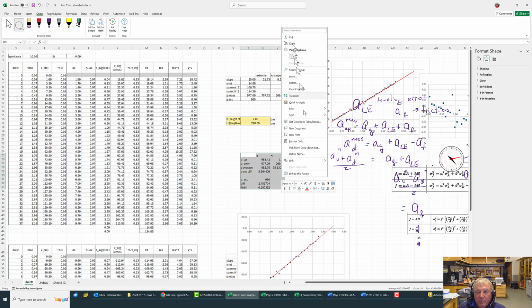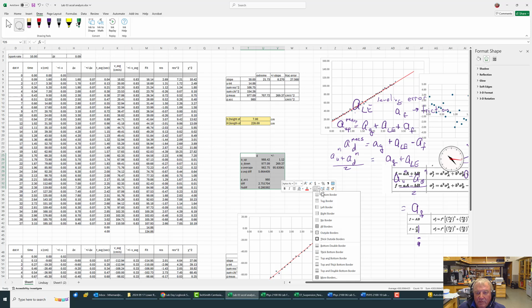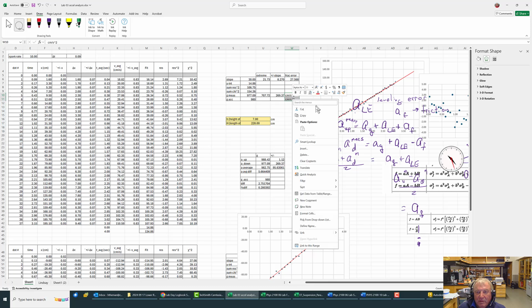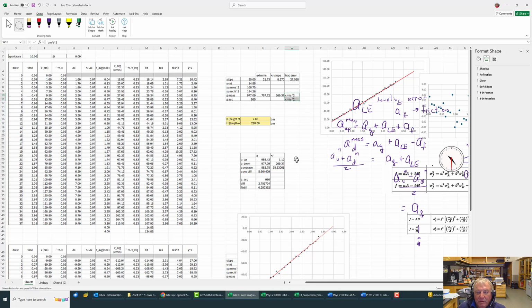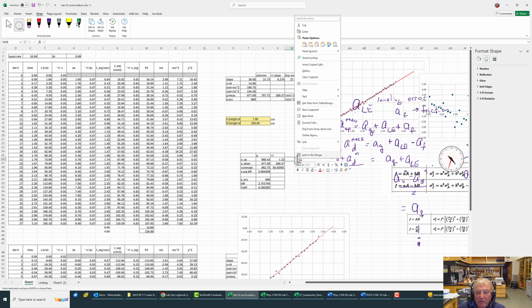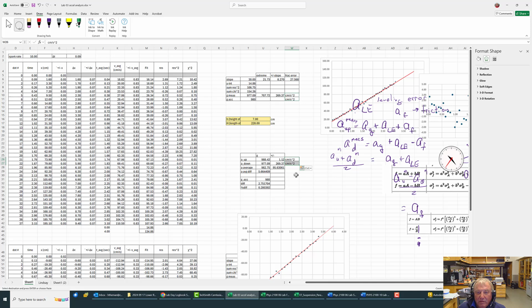And I want borders. There we go. So this is, and these are all in centimeters squared per second squared. Copy. And paste. And then, yeah, they're all in centimeters per second squared, aren't they? Oh, not percent difference. And that one doesn't go. All right.